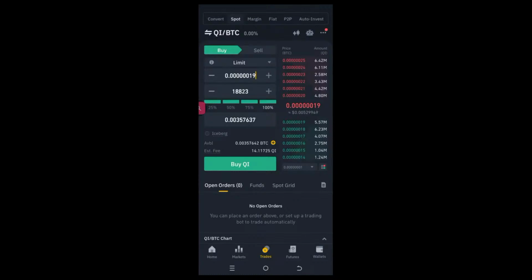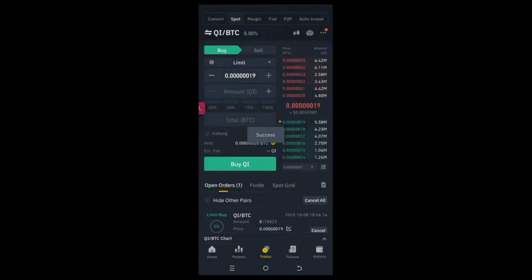Don't forget, this is triangular arbitrage, right? So we buy and then we sell for profit on the other. So let's just go ahead and see how we can do this, right? Let's buy. Okay, so we're currently in the queue. Let's see how this goes. I'll be back to share with you the results.